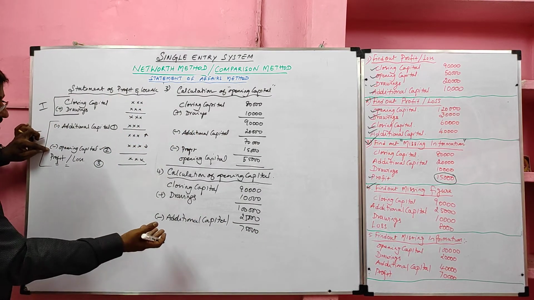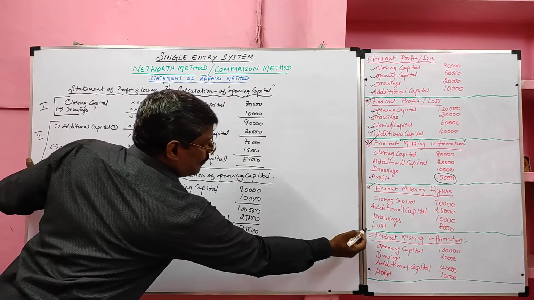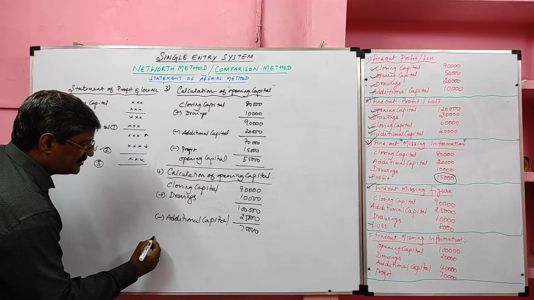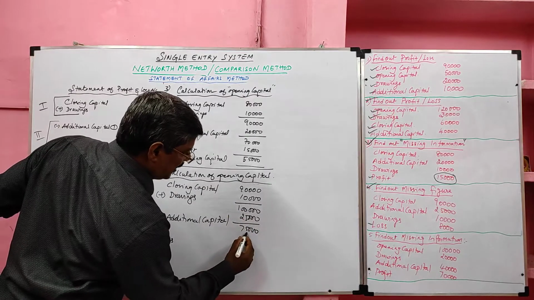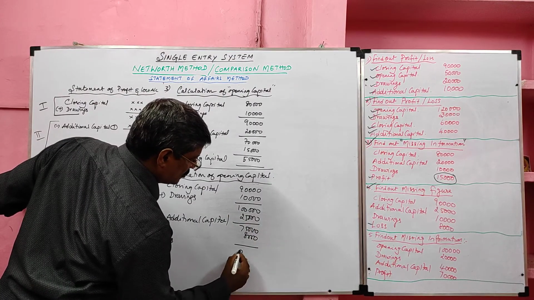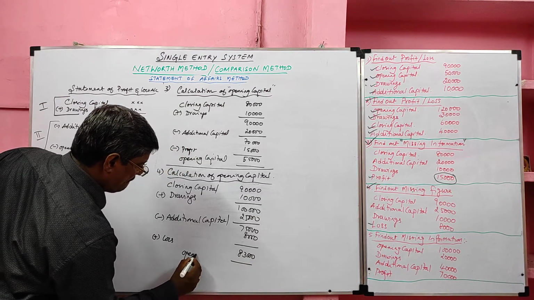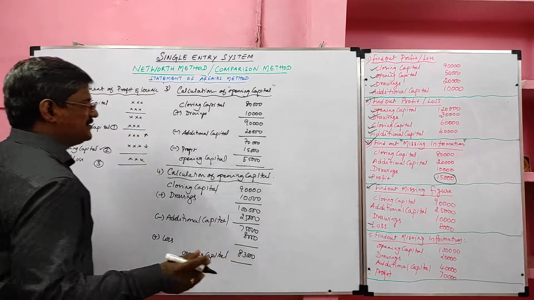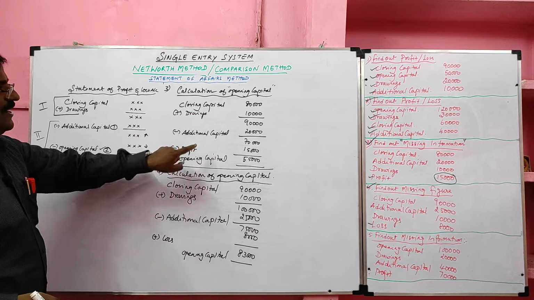Here opening capital is not given. You have to take the next item. What is the next item given? Loss is given. So if profit is given, we have to deduct. If loss is given, we have to add. The value of loss, how much? 8,000. So our opening capital is 83,000. Students, listen carefully.